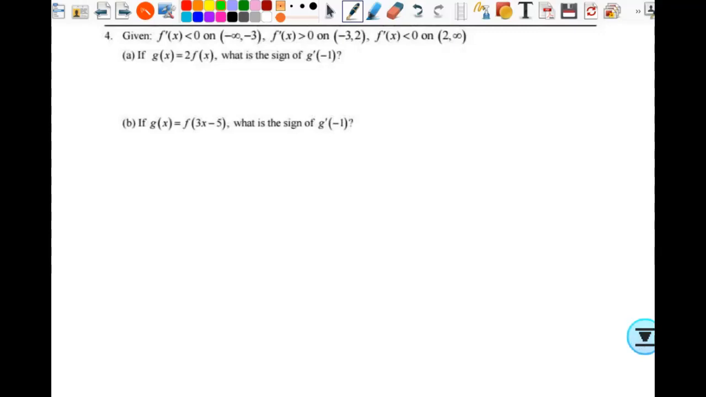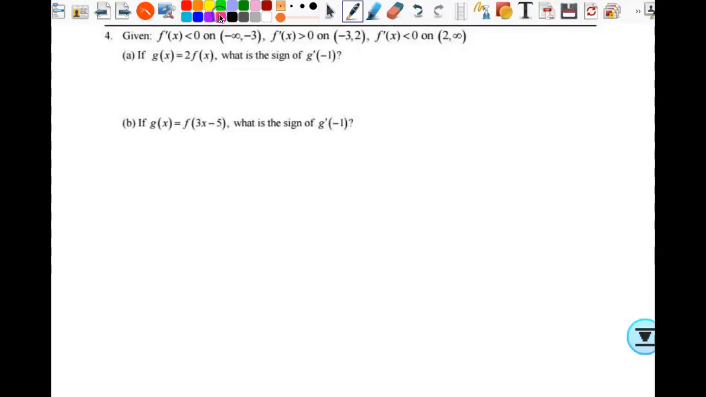Okay, so let's see. Given all of this stuff, and that's a lot of information, right? And then they tell us that g of x is equal to 2 times f of x, and we want to know the sign of g prime of negative 1, okay? One thing I saw you do, which is very good, and I see y'all did it too: just because we don't have an equation like we did before where we did sign charts doesn't mean that a sign chart might not be helpful.